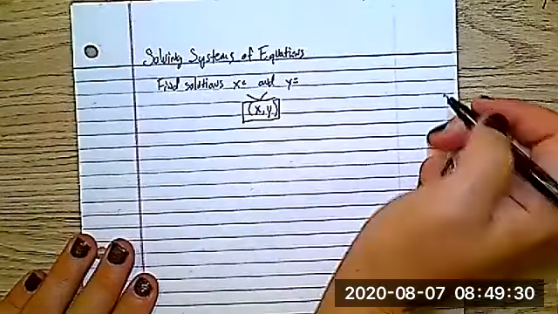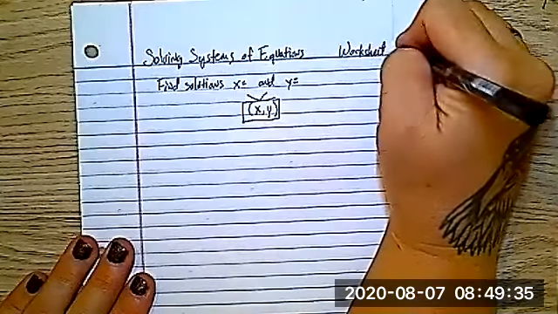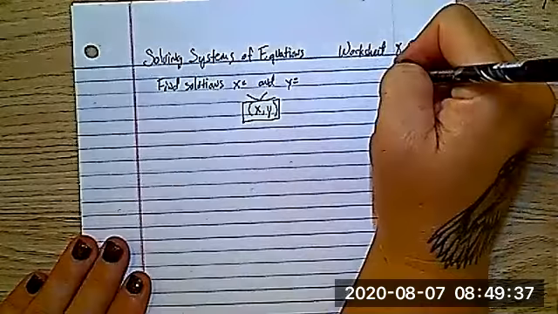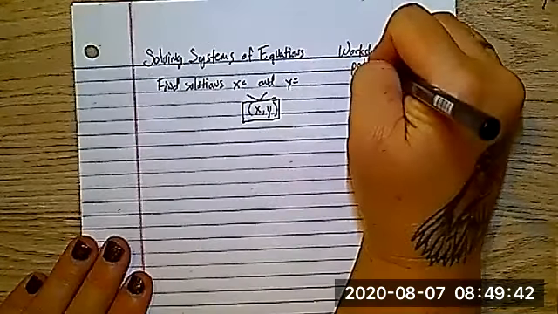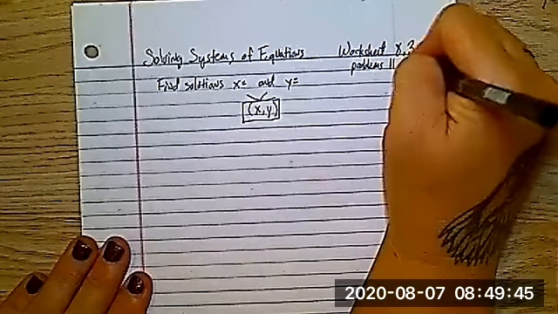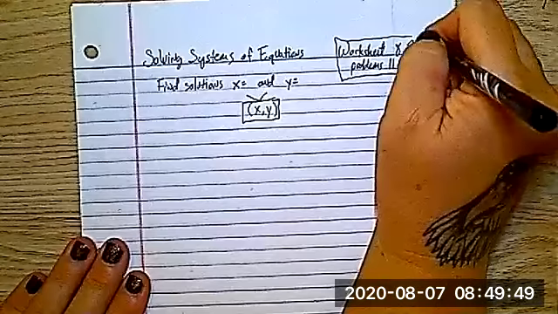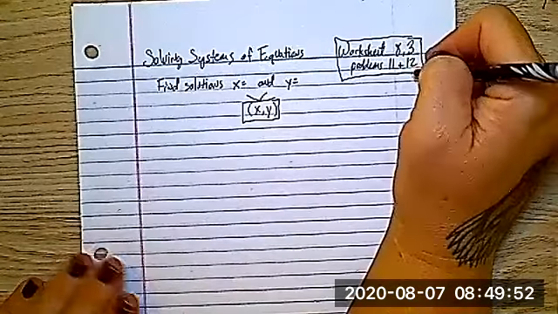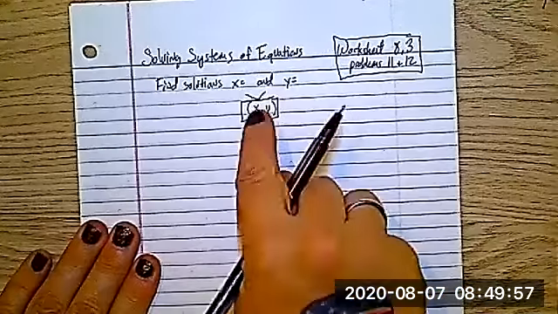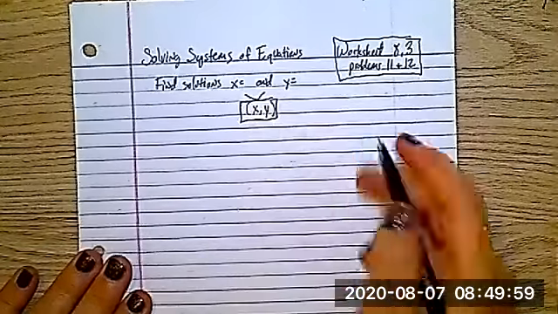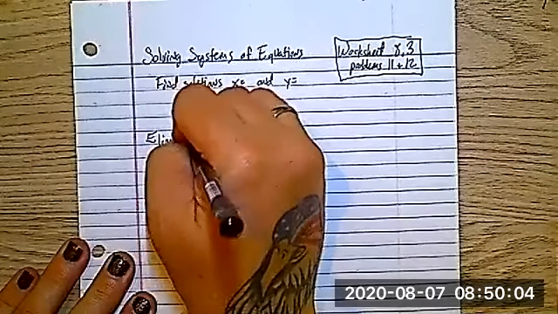Okay. So this is, like I said, from worksheet 8.3, and we're going to be looking at problems 11 and 12. As we're doing this, I wanted to go over both methods as a review. Remember, you can choose which method you would like to use to find those values of x and y. You can either do it with the elimination method.